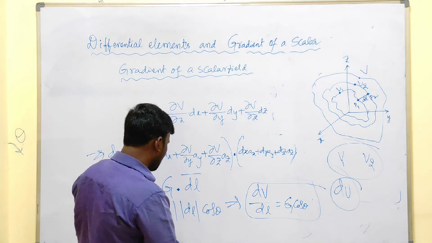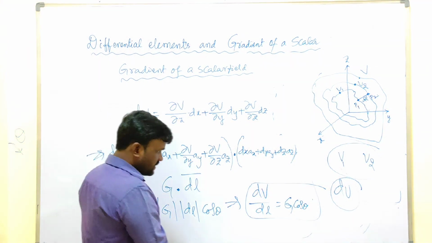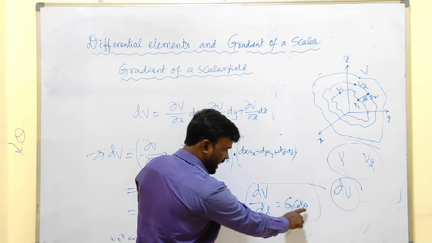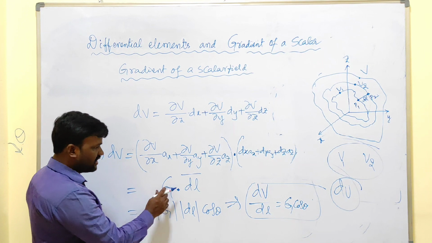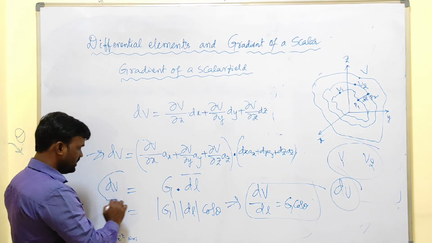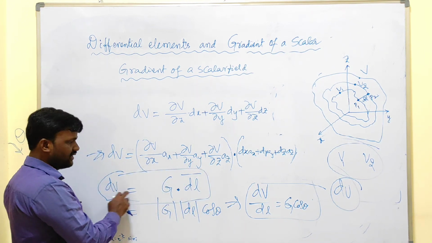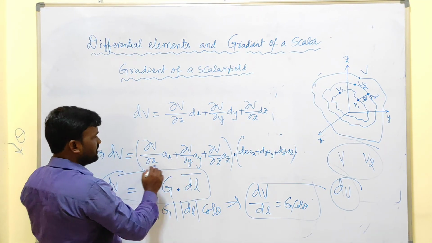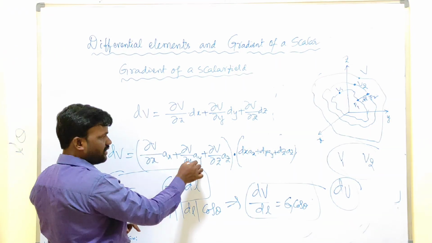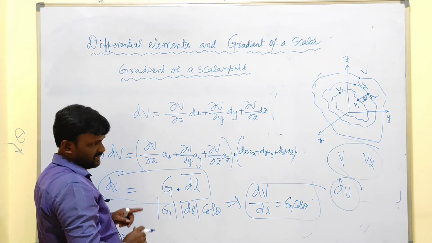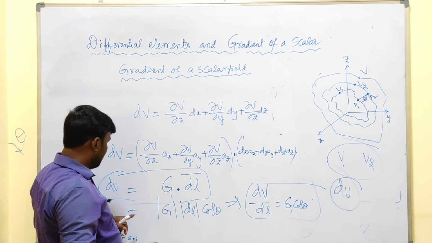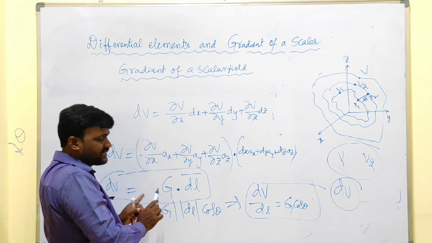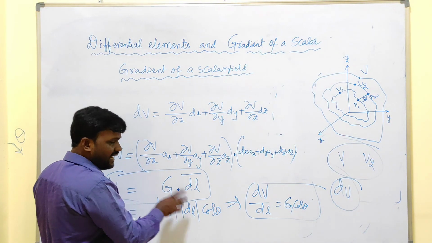Of course, here we consider magnitude. That means the change in the magnitude of this one depends upon the G and the angle between them. Here we have G dot dl, that is dV. That means this dV depends upon G, and this G basically is a gradient. If you see, we consider G as dou v by dou x ax plus dou v by dou y ay plus dou v by dou z az. Clear? The change dV depends upon the magnitude of this gradient and the angle between G and dl.